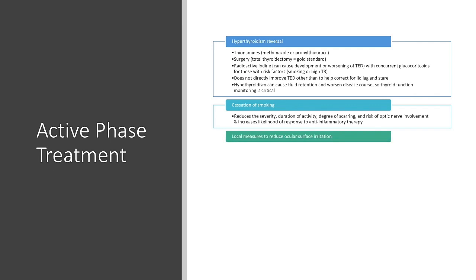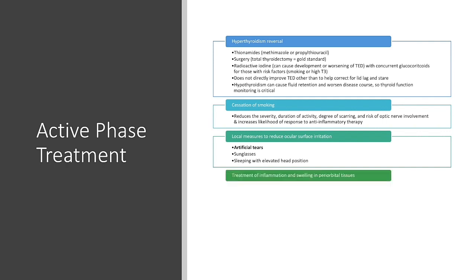Measures more local to the eye can be used to reduce ocular surface irritation. Photophobia and sensitivity to wind or cold air can be relieved by the use of artificial tears and sunglasses, while an elevated head position during sleep can help with the retroocular pressure or pain. Inflammation and swelling in the periorbital tissues can be managed with corticosteroids if severe enough, although clinicians should use them with caution as the side effects are often worse than the disease symptoms.